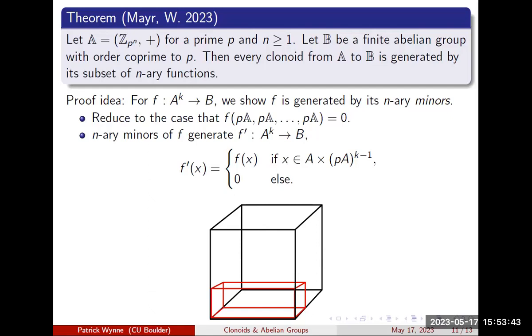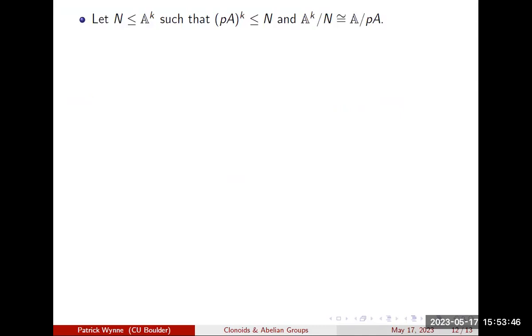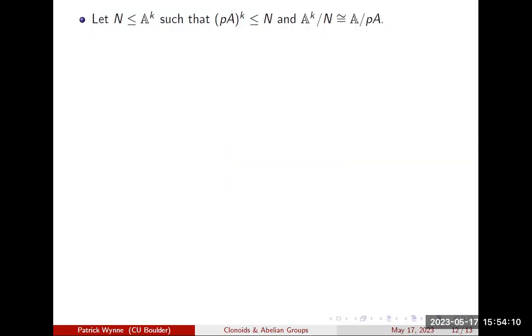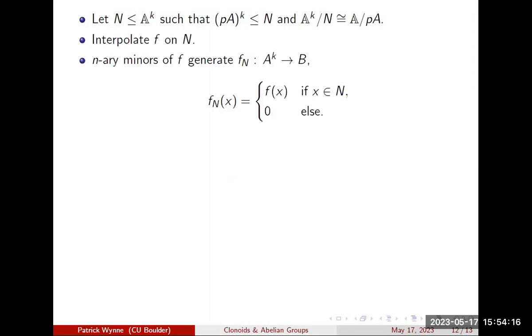So we interpolate f in this region, and now we can do that same thing on a whole bunch of other regions. So if we take some subgroup n of A to the power k that has the property that A to the k modulo n is isomorphic to A modulo p times A, then essentially this is saying that n more or less looks like this red box here from the last example. Then we can reconstruct f from these functions that interpolate f on these regions. So for each such n, we get a function that looks like f on this region n, and off of this region n, the function is just 0.